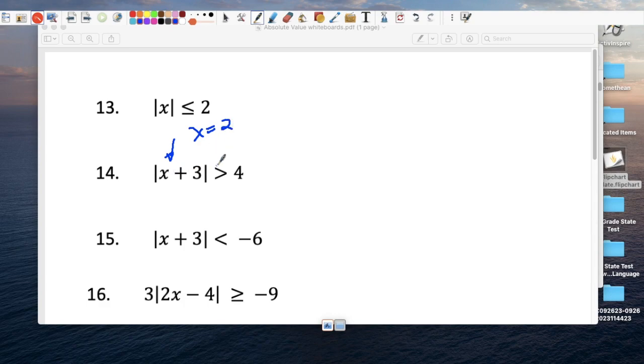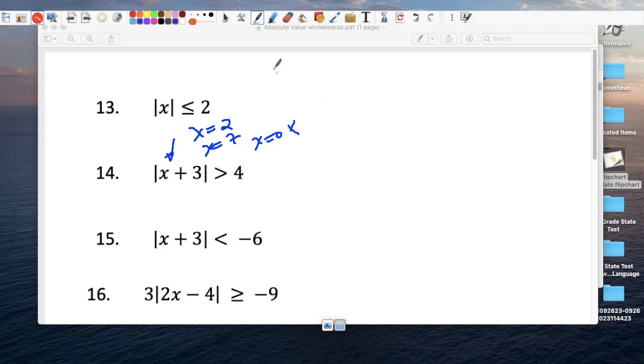So x can be, let's see, 2. 2 plus 3 is 5, which is greater than 4, so that works. Can x be 7? Yes. 7 plus 3 is 10, is that greater than 4? Yes. Can x be 0? If x is 0, 0 plus 3 is 3, is that greater than 4? No, so x cannot be 0. So there are obviously some values that don't work.